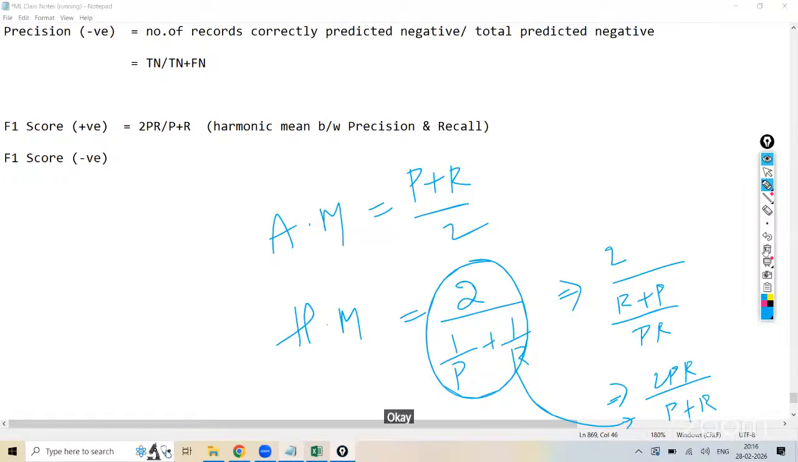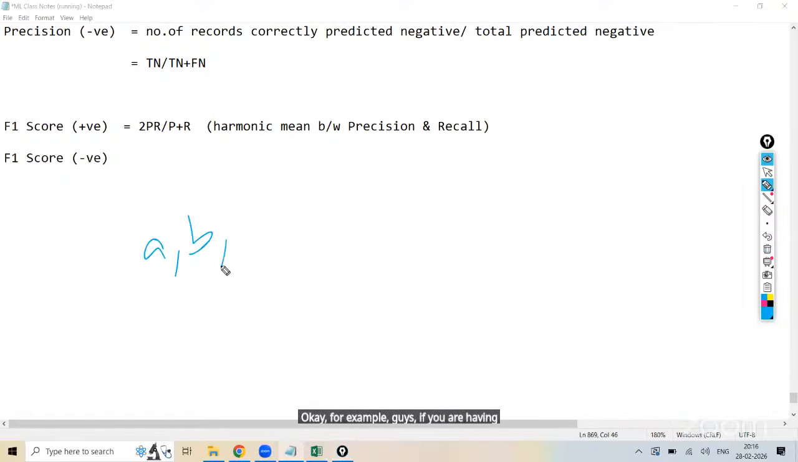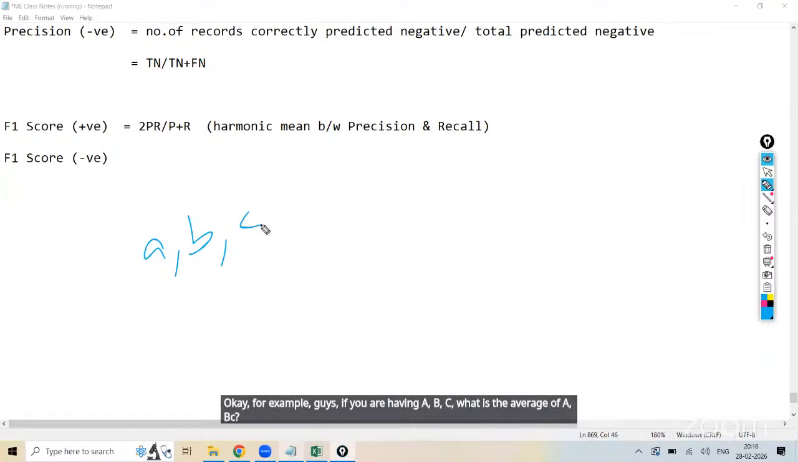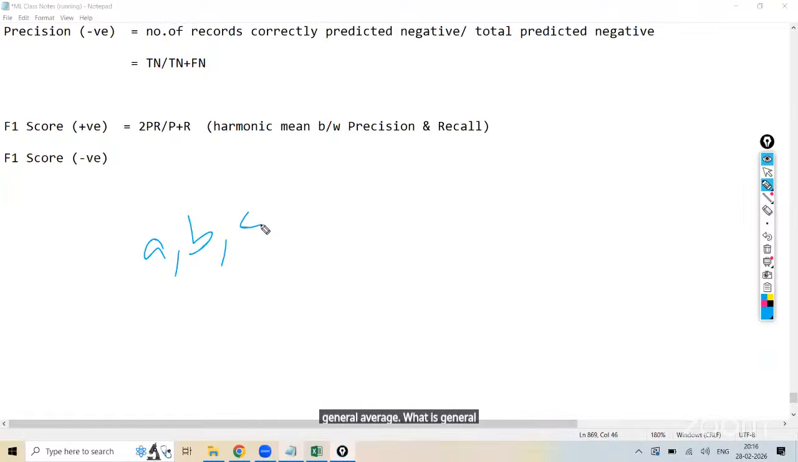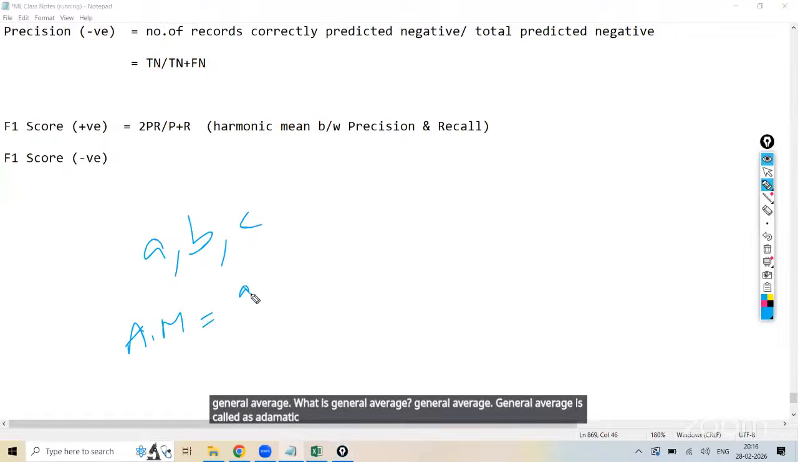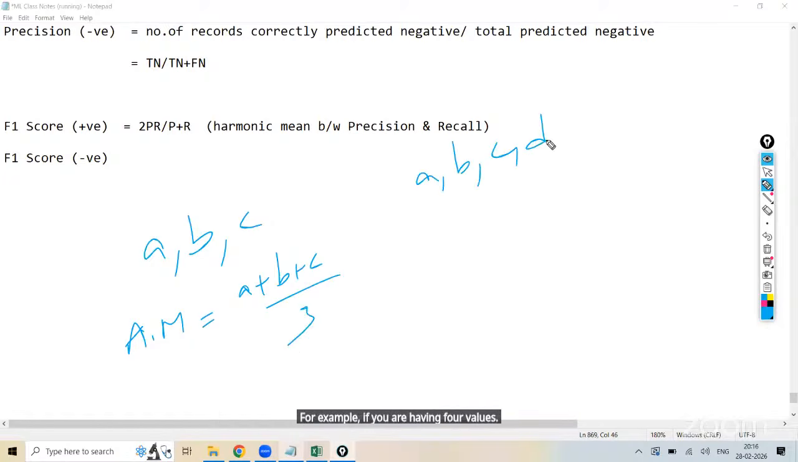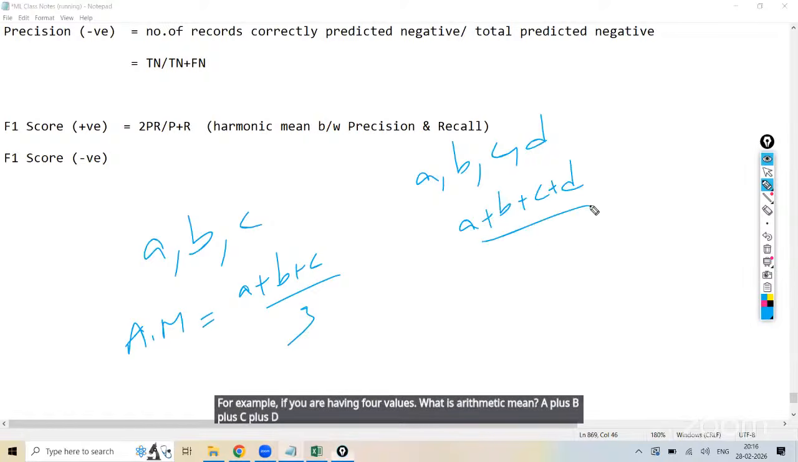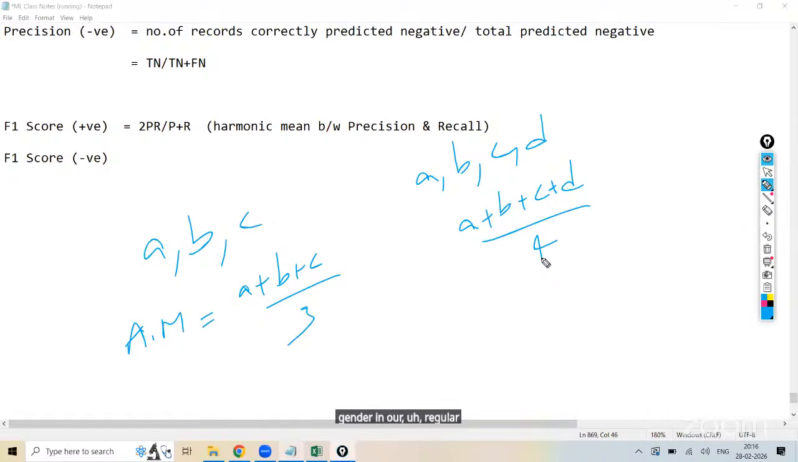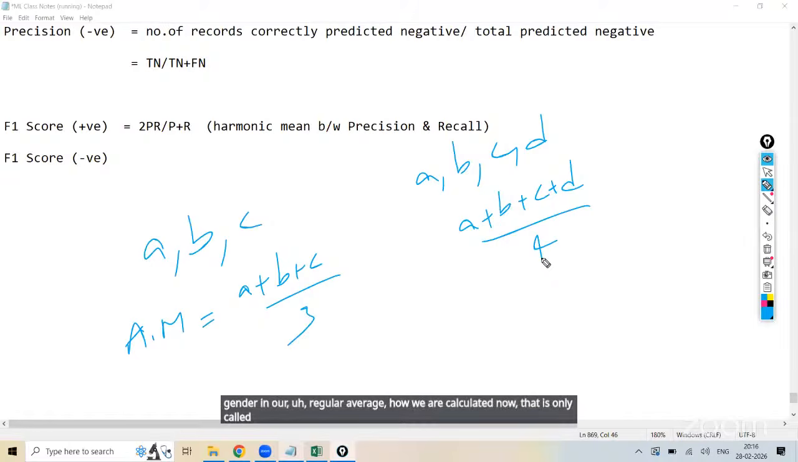For example, guys, if you are having A, B, C, what is the average of A, B, C? General average. What is general average? General average is called the arithmetic mean. That is nothing but (A + B + C) divided by 3. For example, if you are having 4 values, what is the arithmetic mean? (A + B + C + D) divided by 4. This is called the arithmetic mean. Arithmetic mean is the simple mean. In our regular average, how we are calculating, that is only called the arithmetic mean, basically.